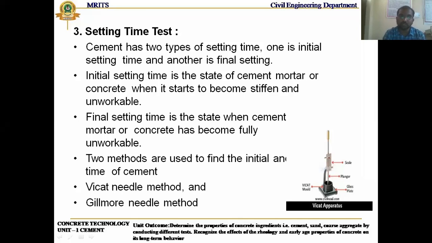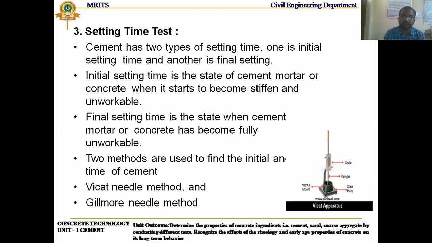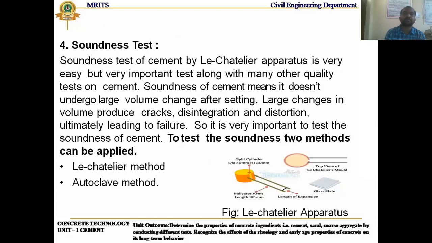There are two methods to determine the initial as well as the final setting time of the cement: one is the Vicat needle method, and the other is the Gilmore needle method. In our laboratory, we will use the Vicat apparatus for determining the initial as well as the final setting time. The initial setting time is around half an hour, and the final setting time ranges from 6 to 10 hours. It is the stage at which the cement or concrete gets fully hardened.